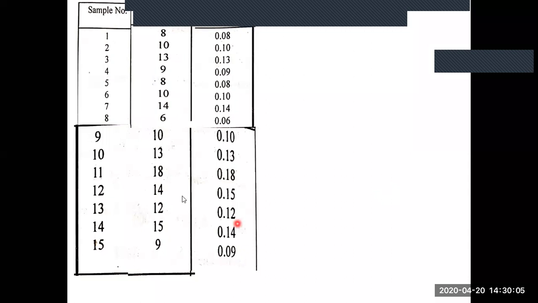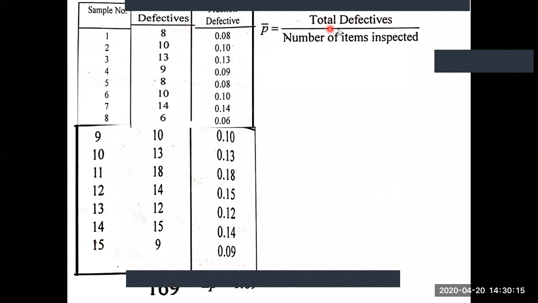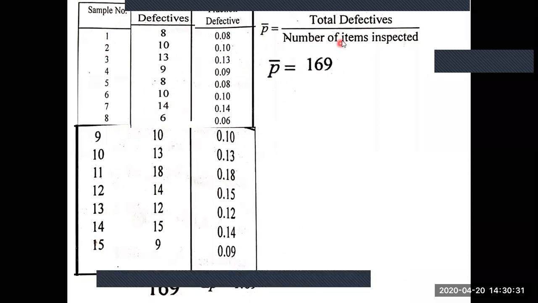You get 0.08 and so on. Summation of defectives is 169, so summation of fractional defective is 1.69. The P bar formula is total defectives divided by number of items inspected. Total defectives, we already added the values here: 169. How many items are there? Total 15 samples, each with 100, so 15 into 100. Therefore P bar is 169 by 1500, which is 0.113.